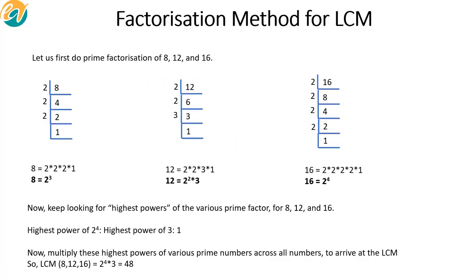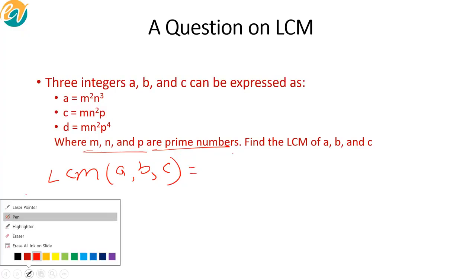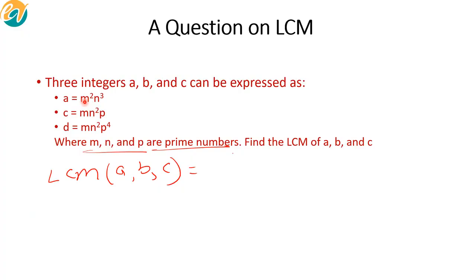The specific rule that we have to remember is that LCM is nothing but a product of highest powers of the various prime factors. So m, n, and p are already prime numbers. So what would be the LCM of A, B, and C? Let's first start with the prime number m and look for its highest power across the three numbers. So m square, m, and m. The highest power is obviously m square. So we put m square over here.